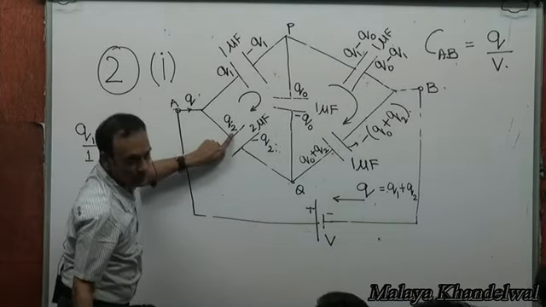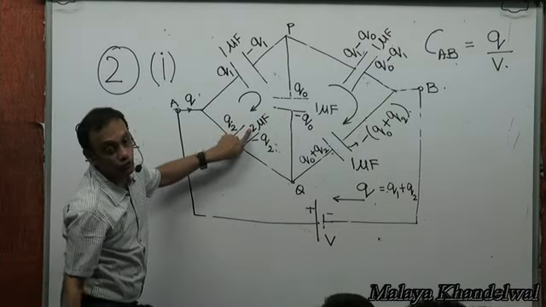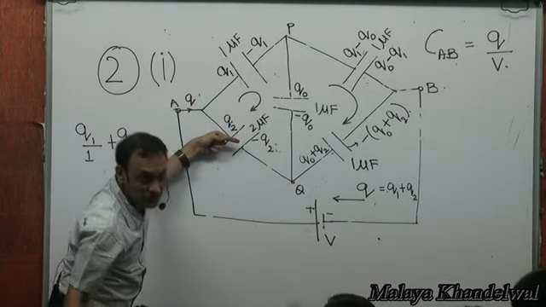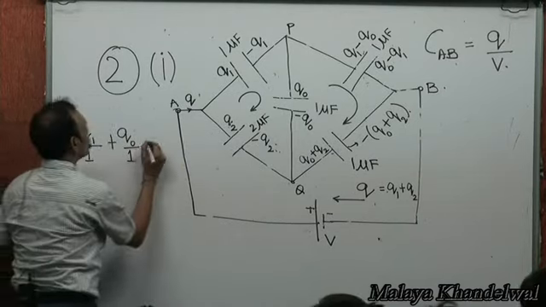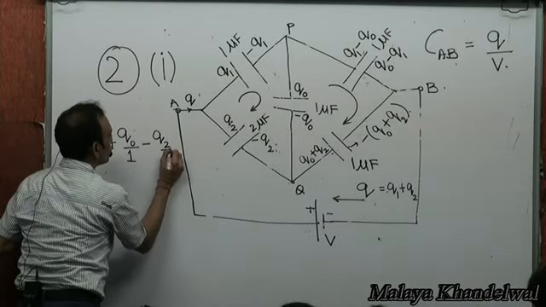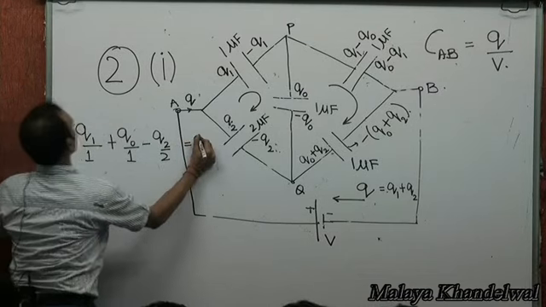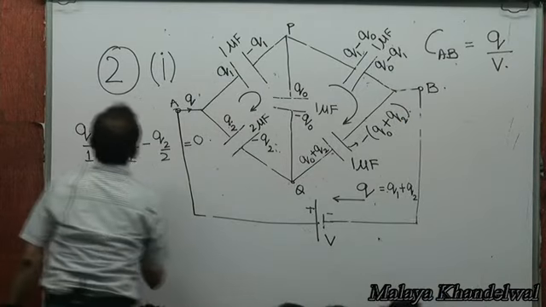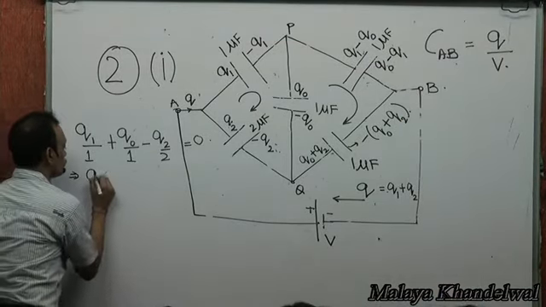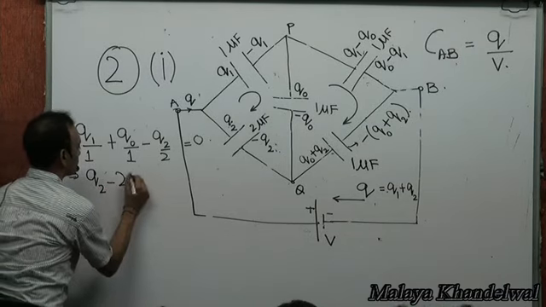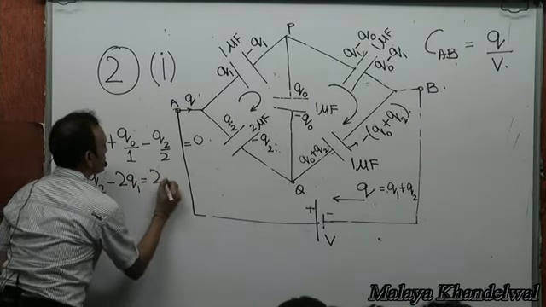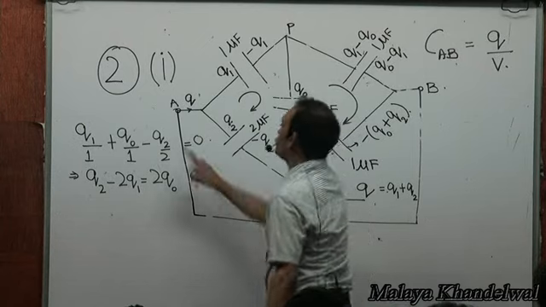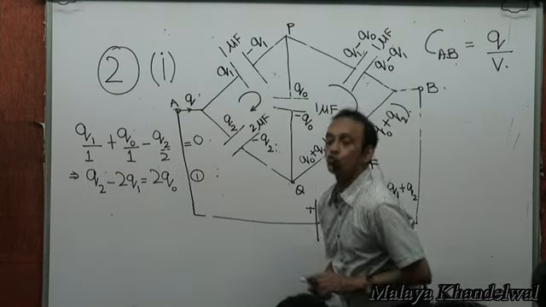What's the drop from here to here? No. Minus Q2 by 2 is the algebraic drop. Algebraic drop would be algebraic charge on the first plate divided by capacitance. So minus Q2 by 2. That must be 0. Yes or no? That gives us Q2 minus 2Q1 as 2Q0, equation 1. Yes or no? Q2 minus 2Q1 is 2Q0. Yes or no?